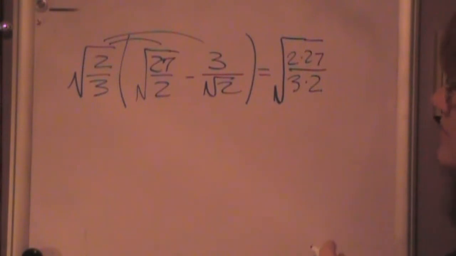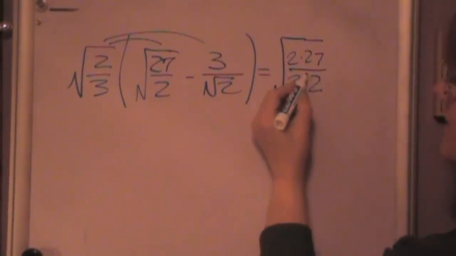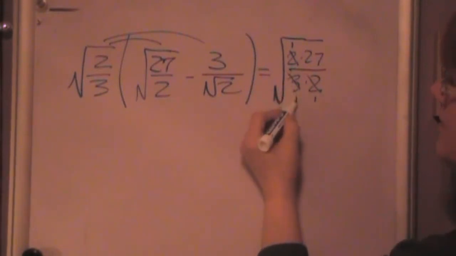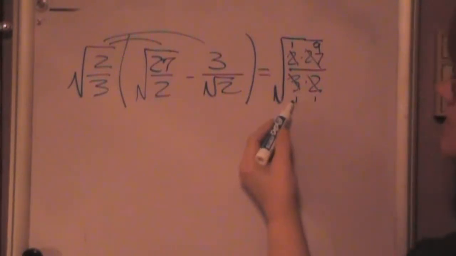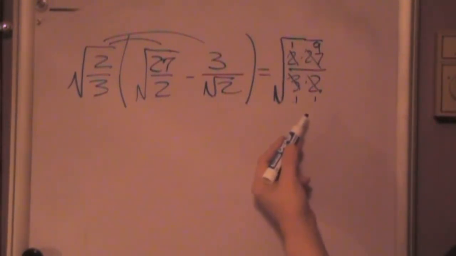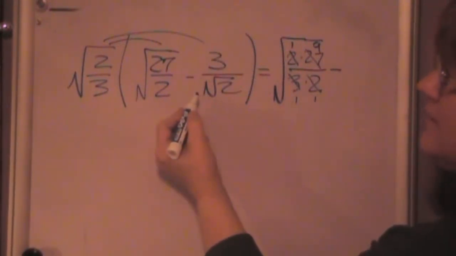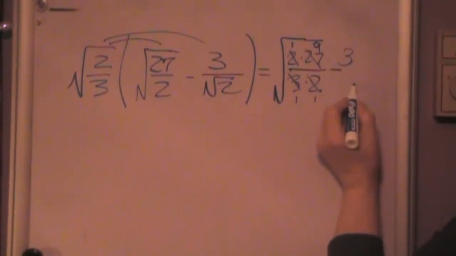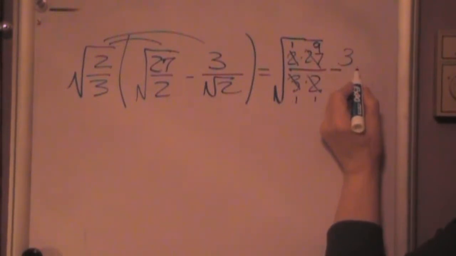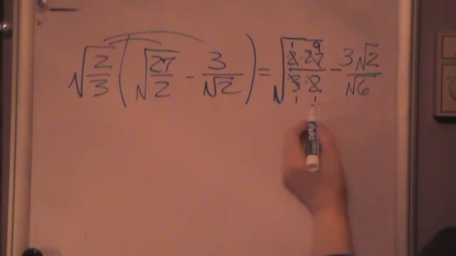Now there's a reason why I'm leaving this like this. And that's because I want to cancel some things. At this point, I can cancel the 2 into the 2 and the 3 into the 27, and I just end up with root 9 on the numerator because root 1 on the denominator is going to be 1. Okay, so that's minus, now multiplying by this fraction, I have 3 times root 2 over root 6. Now I separated this one.